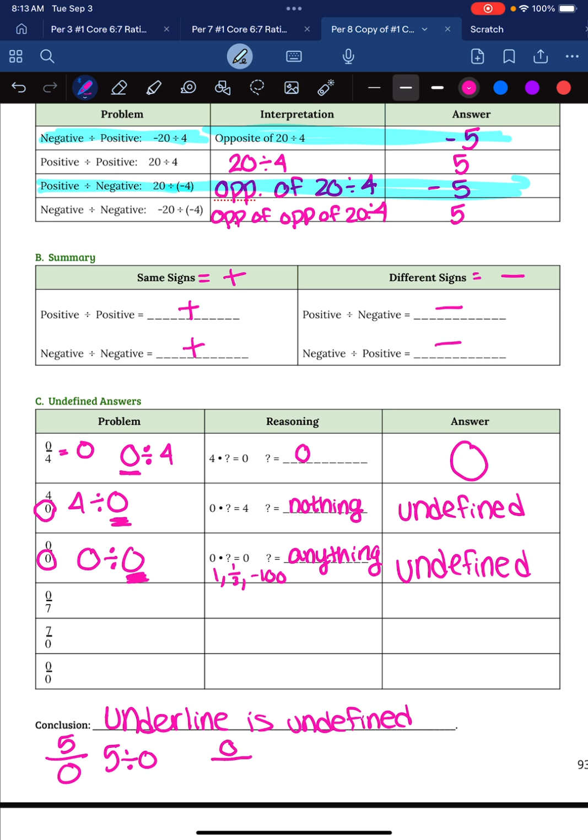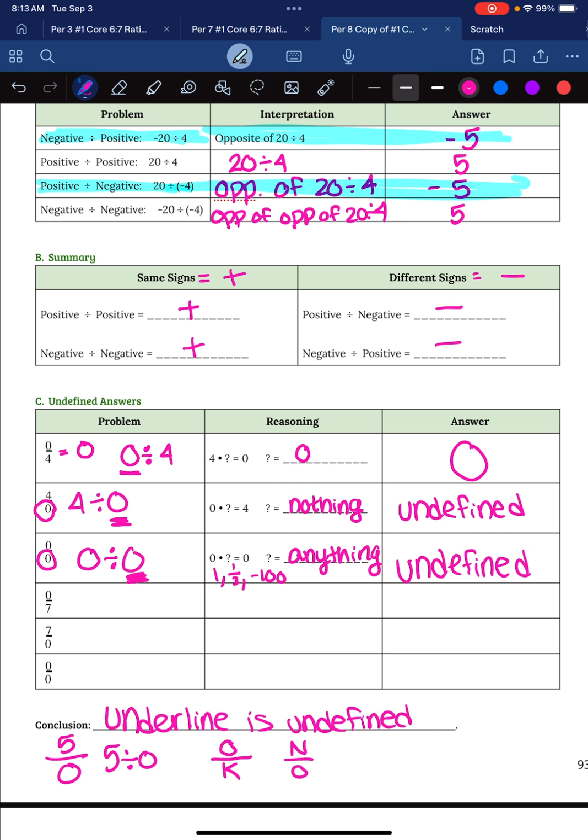Another way I've seen people remember this is with okay and no. So if you write 0 on the top and then any number you want on the bottom, it's okay. The answer is 0. But if you have any number you want on the top and 0 on the bottom, that answer is no, it cannot happen. So the answer is undefined.